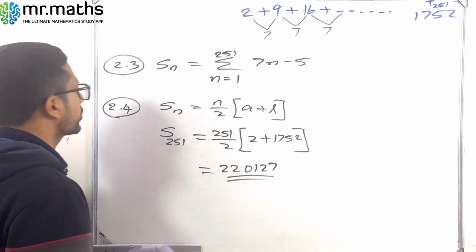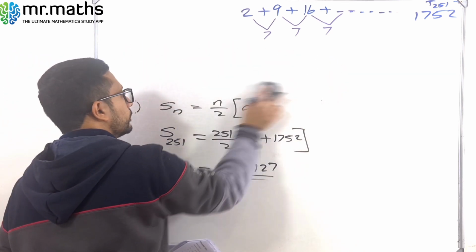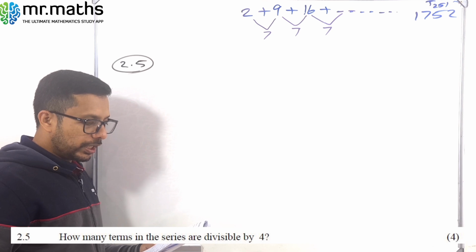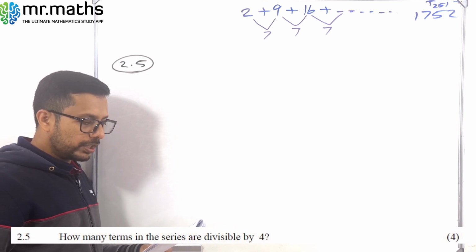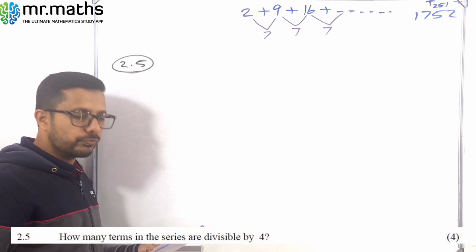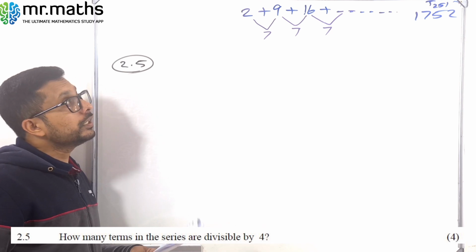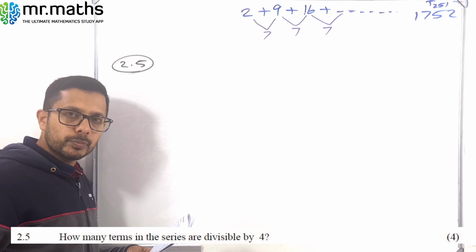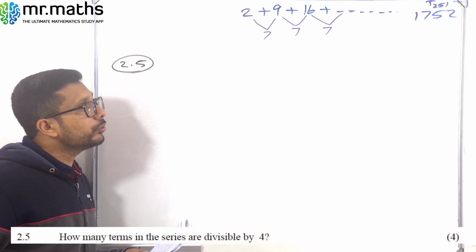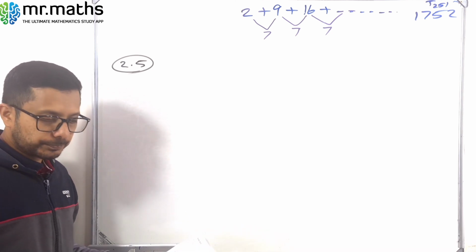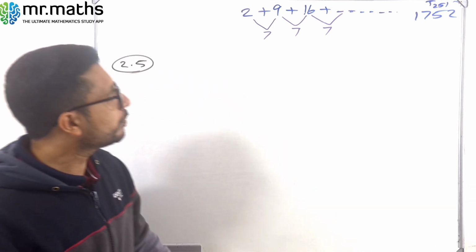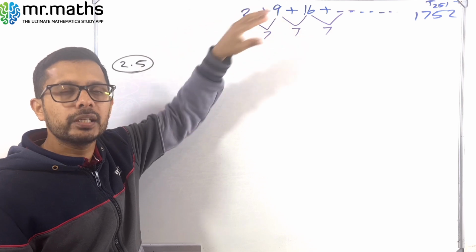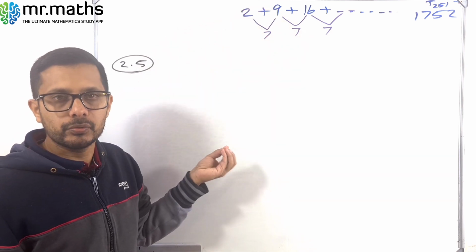Now let's move to question number 2.5. What is that question? How many terms in the series are divisible by 4? So in this series you have to find how many terms are divisible by 4. So what we can do in this one, we have to make another series from this series, okay, with the numbers that are divisible by 4.